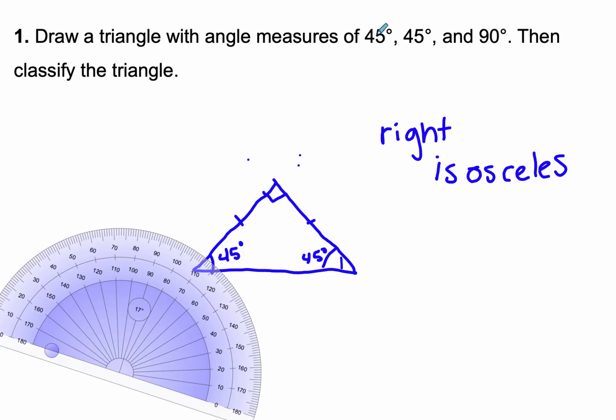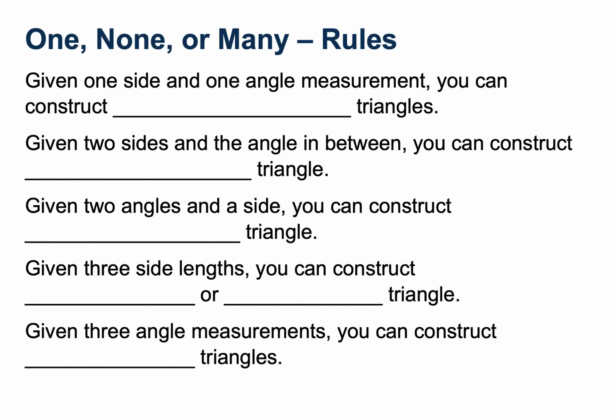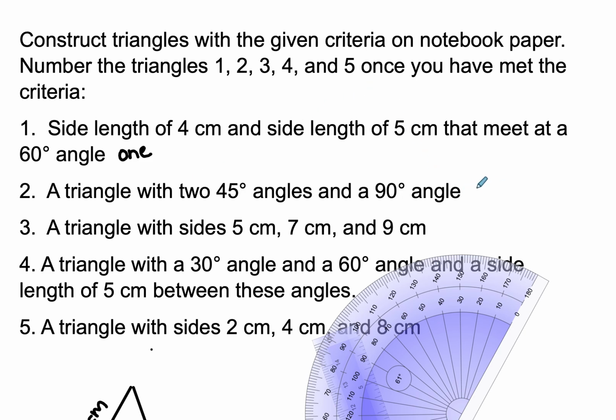Number 1, we drew it already. 45, 45, 90. So this one, there's many that we could make. I could have made it super teeny tiny. I could have made it super big, depending on how long the sides are. So there are many different ones that you could do there.